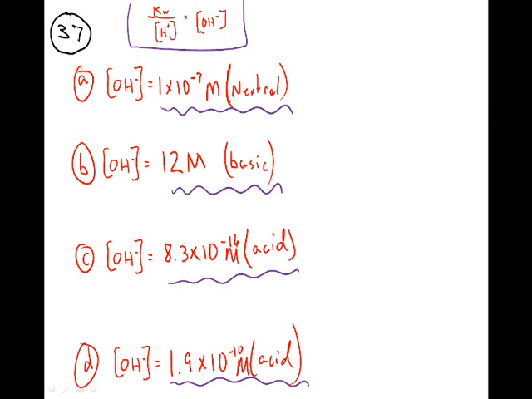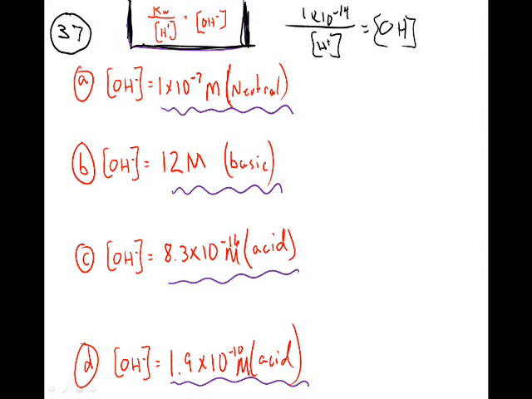Number 37. This is the equation you should use to solve for these. You were given hydrogen ion concentration, and so for all of these you do 1 times 10 to the negative 14 divided by whatever the hydrogen ion concentration is, and you're going to get the hydroxide ion concentration. Be sure you identify these as neutral, basic, or acidic. And think about why. Because this hydroxide ion concentration is this high, it better be basic.